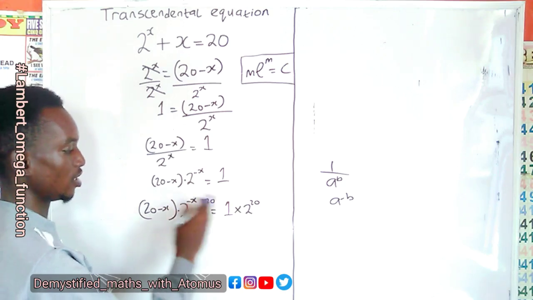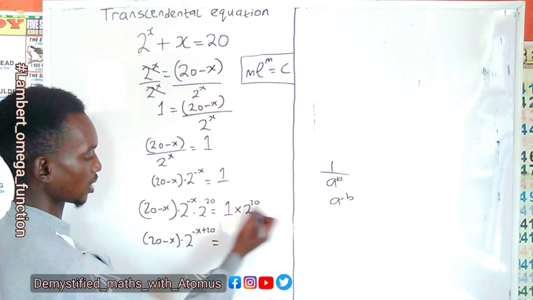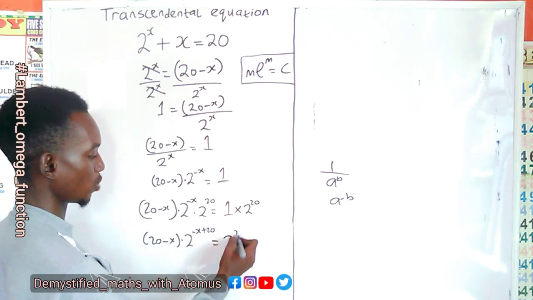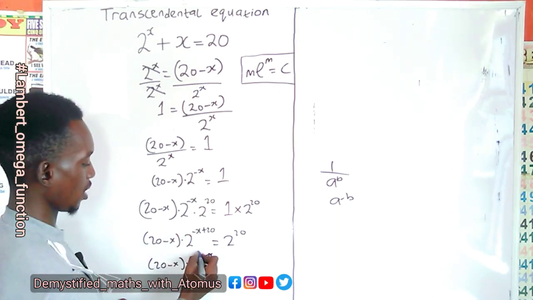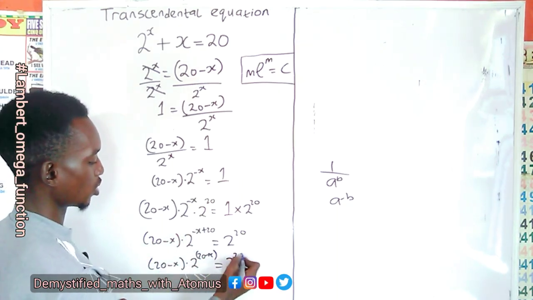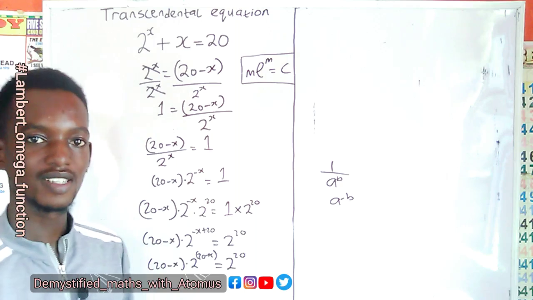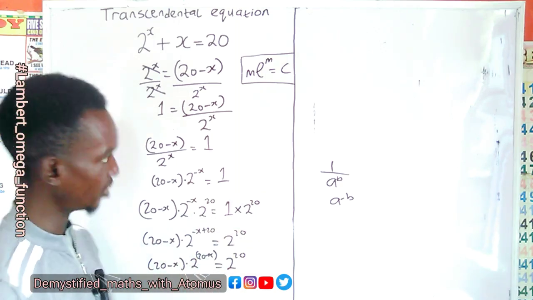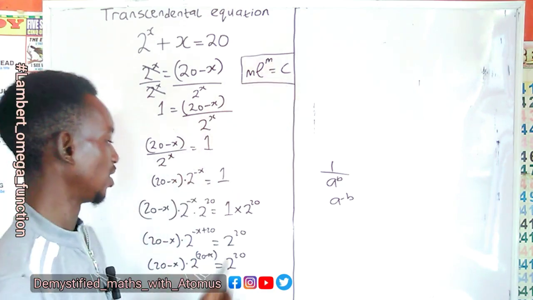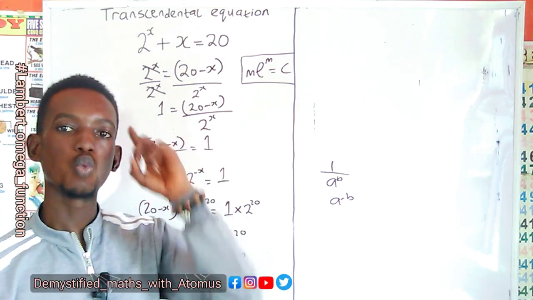Then from the law of indices, we add these powers together. So now 1 times 2 raised to the power 20 is 2 raised to the power 20. Let's rewrite this. We have (20 minus x) times 2 raised to the power (20 minus x) equals 2 raised to the power 20. Now, instead of making big progress, I've made this coefficient and this power exactly the same thing. A constant, nice. But we are left with just one more problem.